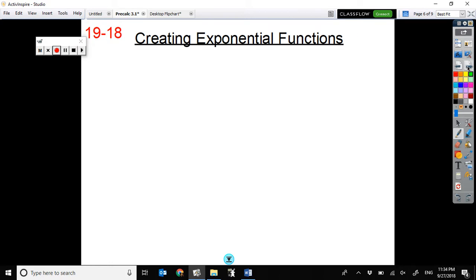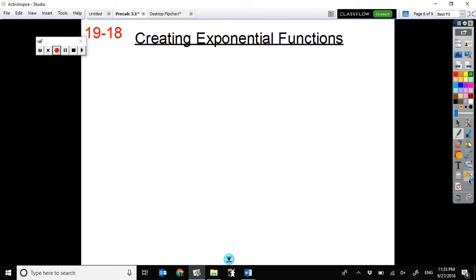Alright, so it says creating exponential functions. So first thing we're going to do is look at the two tables. So we're going to look at problems 19, 20, and then 11 and 12. And I know that seems weird because they're out of order, and that's okay. Specifically, I'm going to make one.